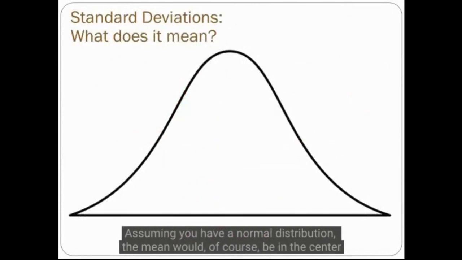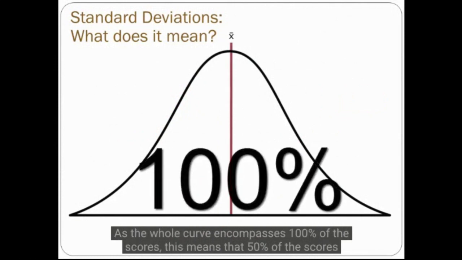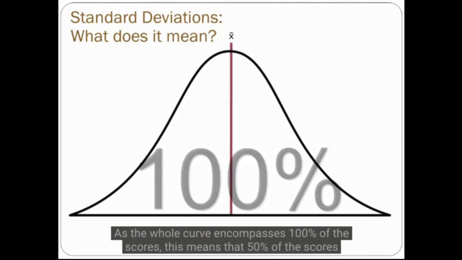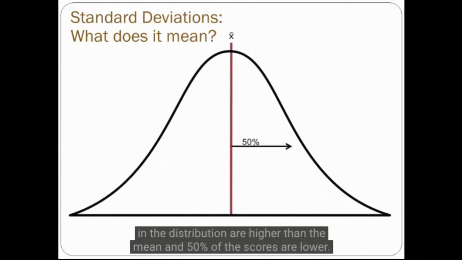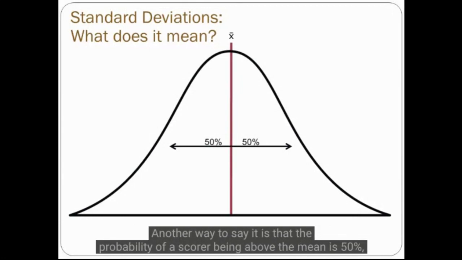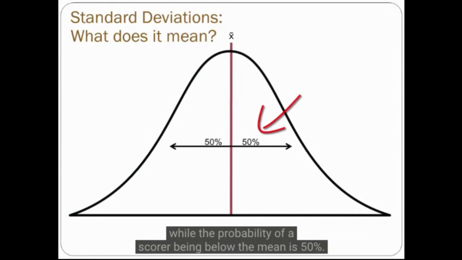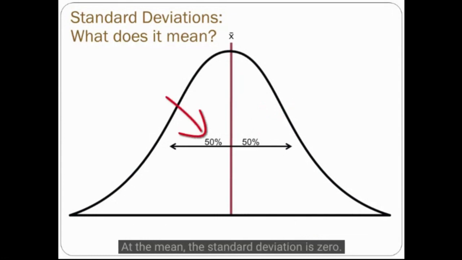Assuming you have a normal distribution, the mean would of course be in the center. As the whole curve encompasses 100% of the scores, this means that 50% of the scores in the distribution are higher than the mean, and 50% of the scores are lower. Another way to say it is that the probability of a score being above the mean is 50%, while the probability of a score being below the mean is 50%. At the mean, the standard deviation is 0.